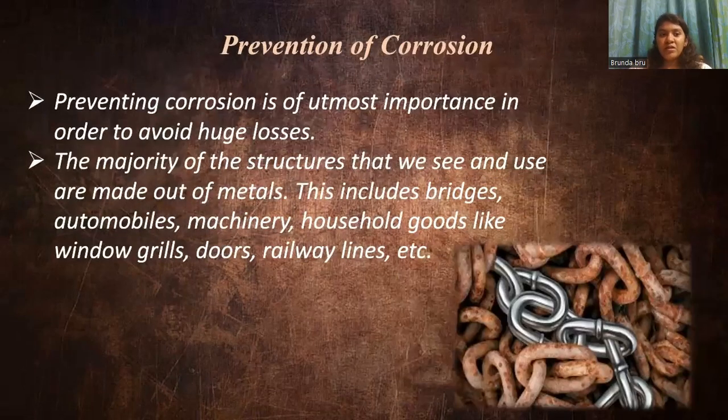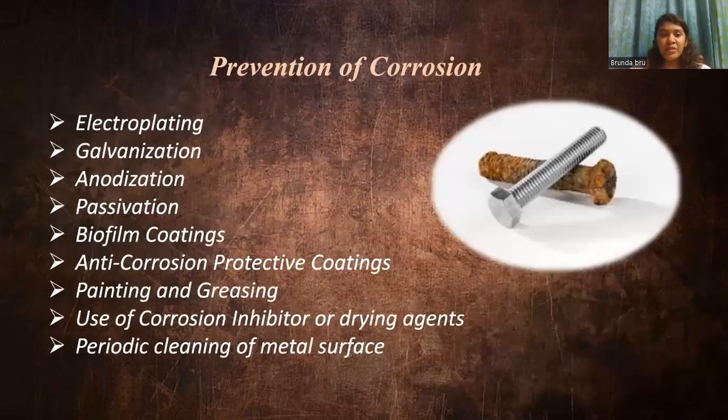Prevention of corrosion. Prevention of corrosion is of utmost importance in order to avoid huge losses. The majority of the structures that we see and use are made of metals. This includes bridges, automobiles, machinery, household goods like window grills, doors, rail lines, etc.